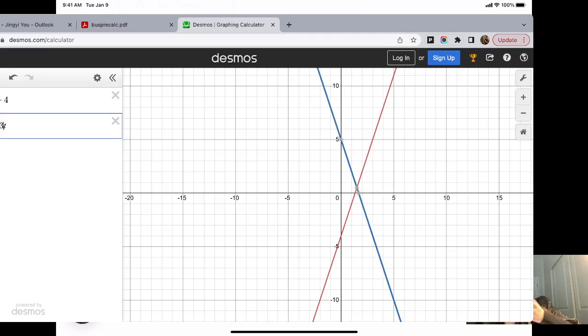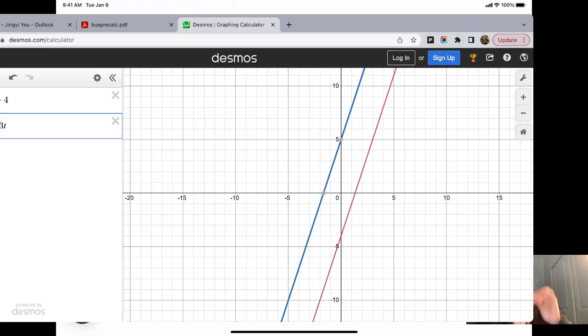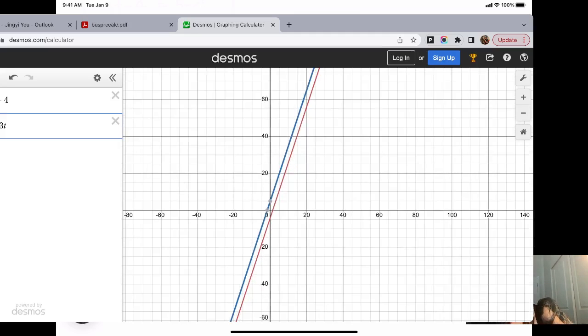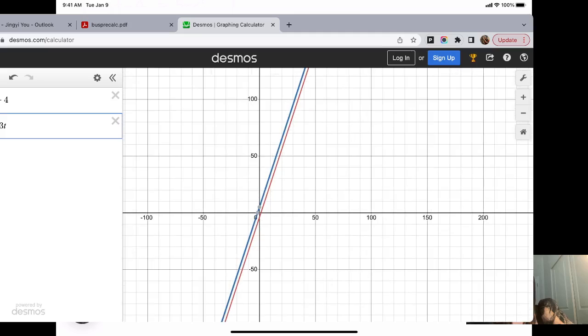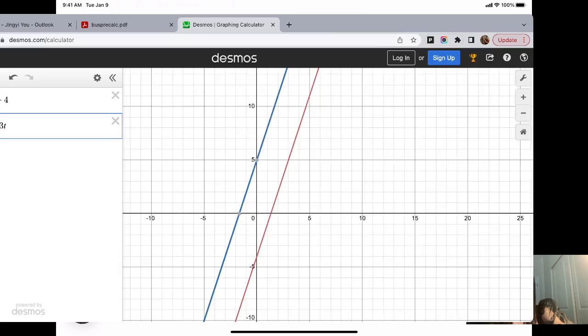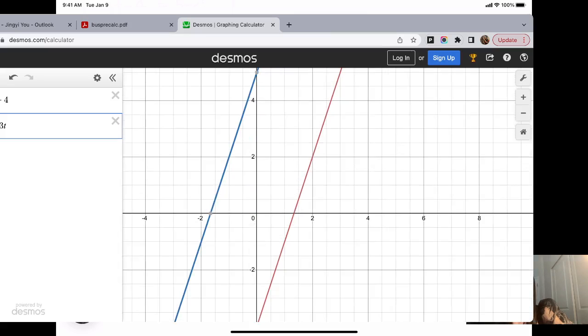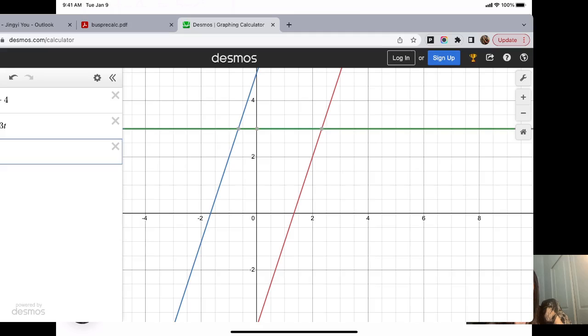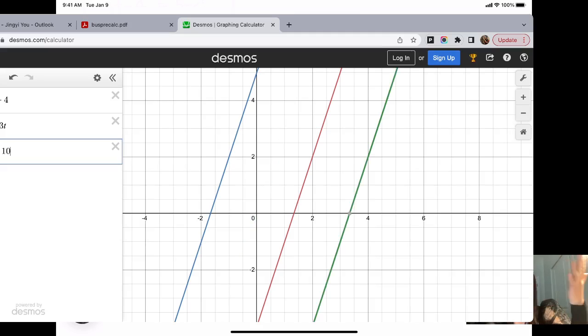If I change this to positive 3, look, the blue line and the red line are parallel to each other. Parallel means they don't have an intersection. No matter how you zoom in, there's no intersection at all. So this means parallel. So what's special about parallel lines? Let me give you another example, such as k of t equals 3t minus 10. The green line is also parallel, right? So what determines parallel? Do you find some pattern here?